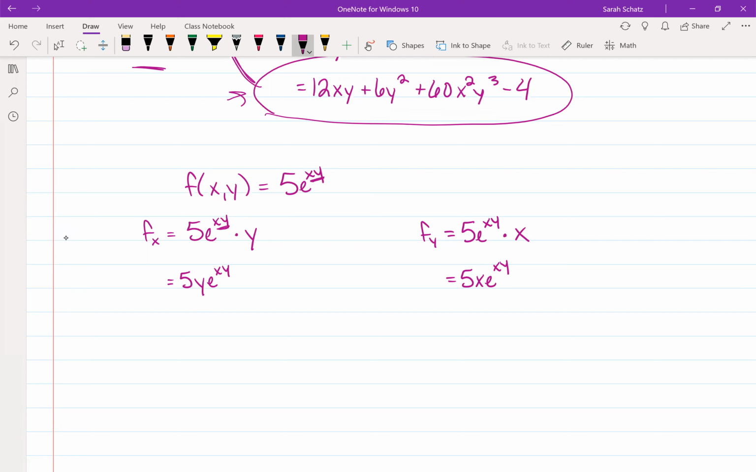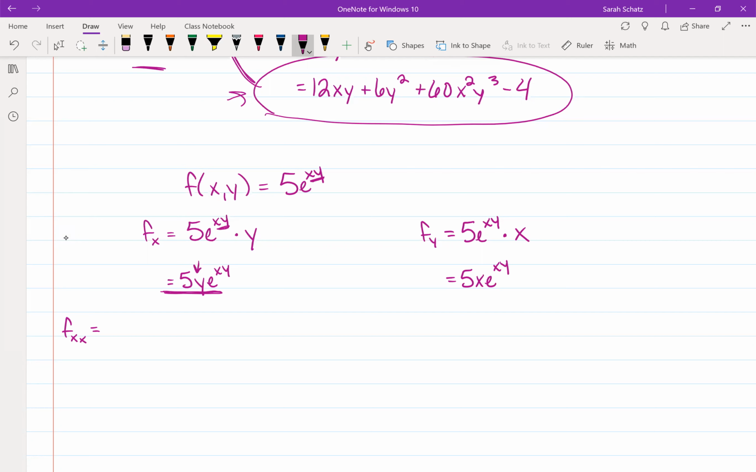All right, so let's find some second order stuff. Let's do fxx. Okay, so I'm going to look at this and take it again with respect to x. So you guys, the thing is, it kind of looks like it should be a product rule, right? With the 5y and then the e to the xy. But with respect to x, y is just a number, right?